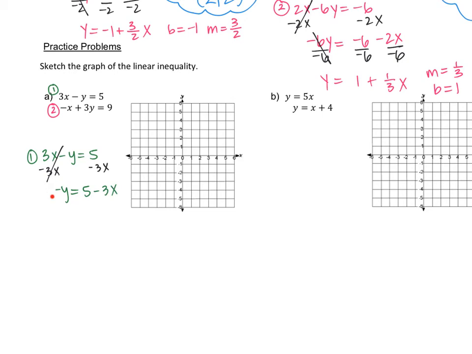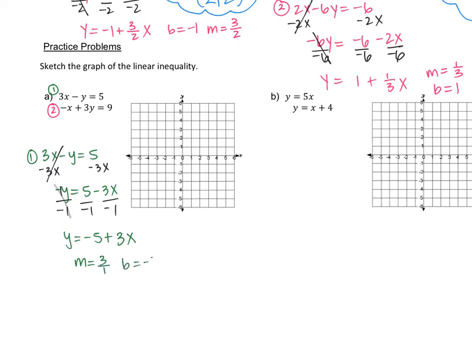I need to get rid of the negative, so I'm going to divide by negative 1, because technically this is a negative 1 in front of y. So if I divide by a negative 1, this will cancel. Y comes down. 5 divided by negative 1 is negative 5. Negative divided by negative is a positive. Now 3 divided by 1 is 3, so this is just 3x. So once I have this, I can see my slope here is 3 over 1.